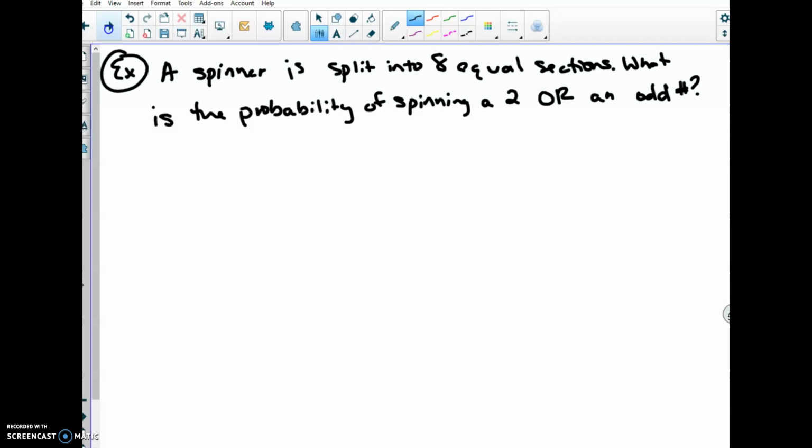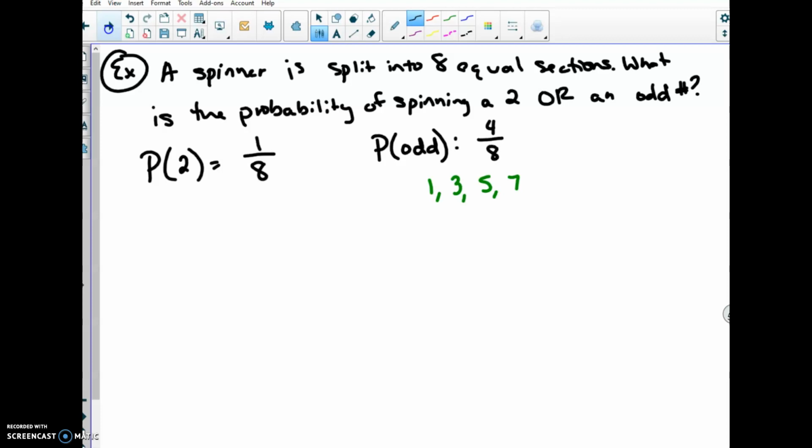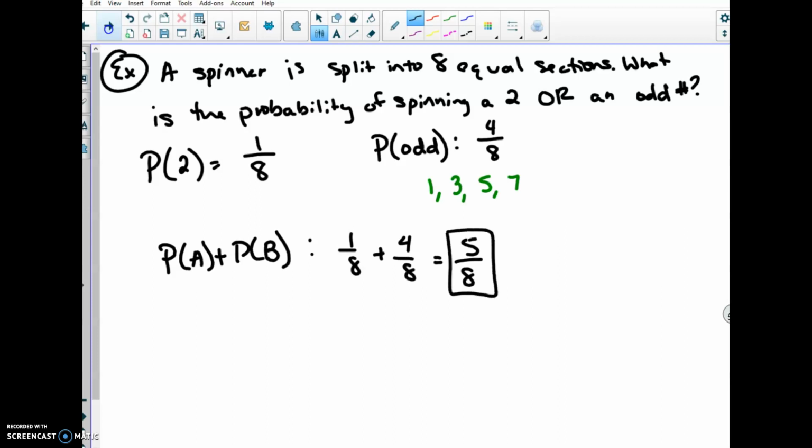So in this situation, if I'm spinning a 2, the probability of that occurring is going to be 1 out of 8. The probability of spinning an odd number, so sometimes I like to list out my actual scenarios so then I can see what my probability is. I'd have a 1, 3, 5, or 7. So that is going to give me a probability then of 4 out of 8. So setting up my mutually exclusive probability situation, I have P of A plus P of B. So in my situation, I have 1/8 plus 4/8 to give me 5/8. And there's a simple probability situation.